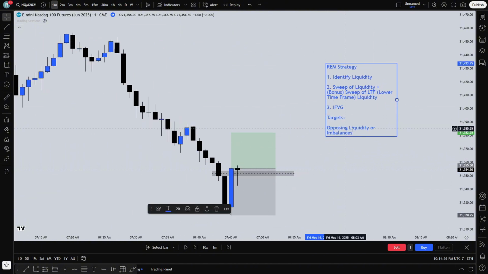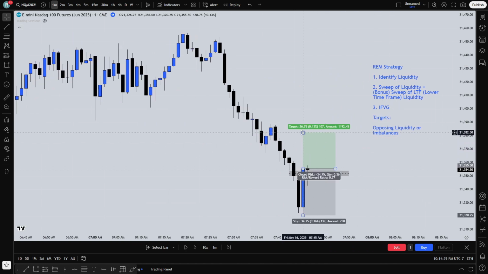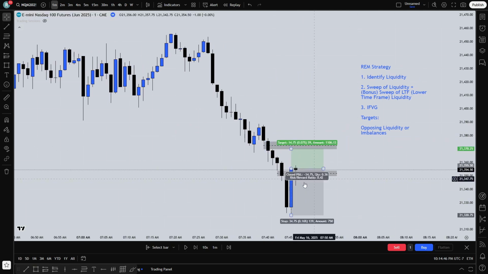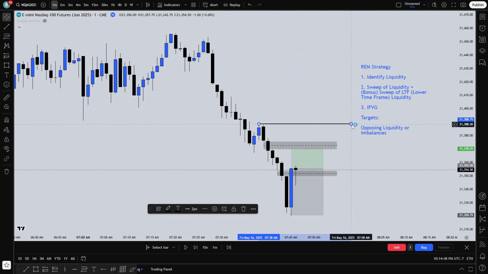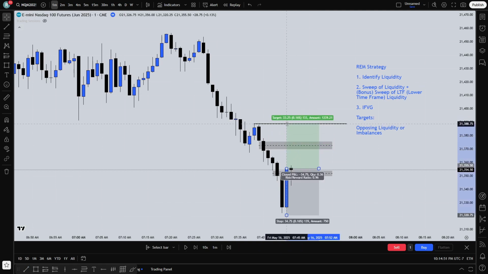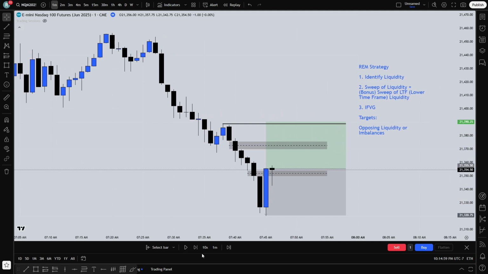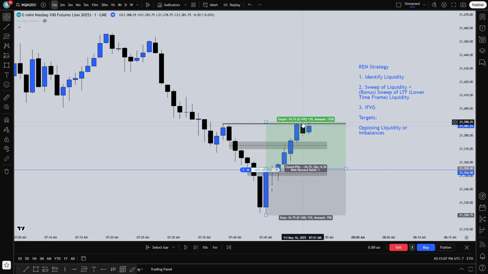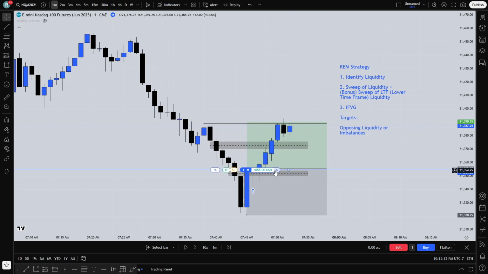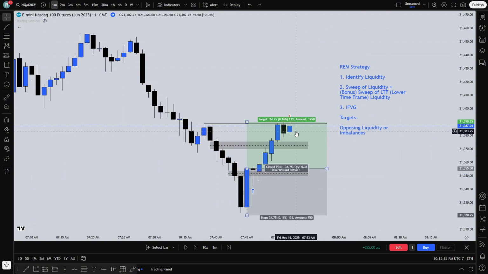All we're going to target is opposing liquidity or imbalances. We have this bearish fair value gap up here that price could run up to, and then we also have this high. For a good risk to reward, I'm going to target a 1:1, just slightly above this high. We'll see how this trade plays out. We'll just say we buy here. As you can see, it would have hit that high, and we took partial profit there. Pretty simple. Boom. That is your trade.